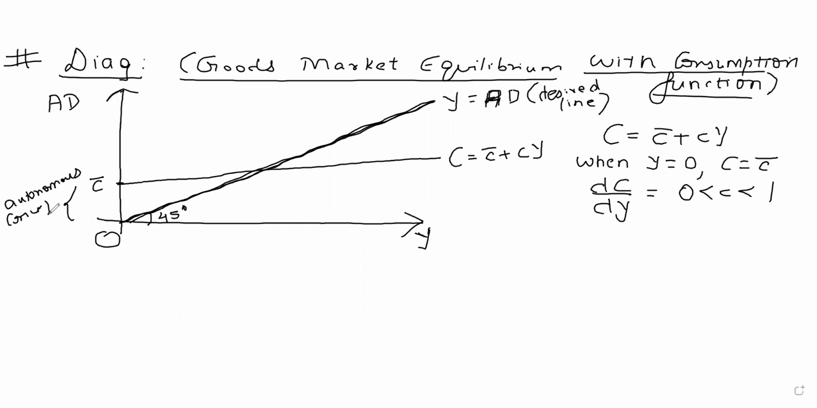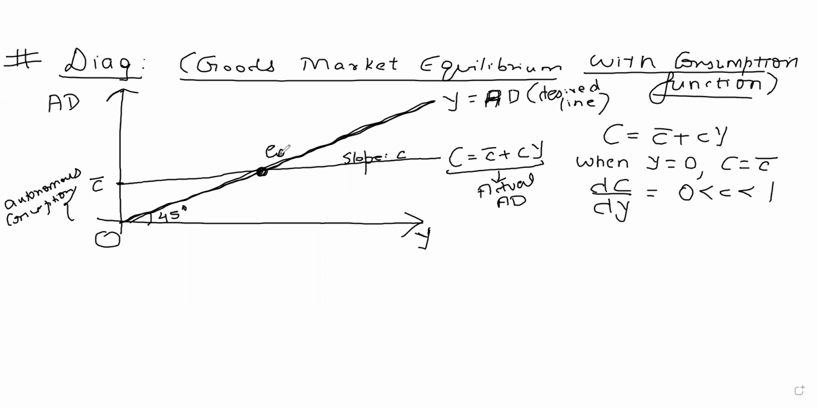Autonomous consumption is that level of consumption when income is 0. The slope of this consumption function is nothing but C. Where is the goods market equilibrium happening? This is my actual aggregate demand. The goods market is in equilibrium where actual and planned are equal. So at the point E0, the goods market is in equilibrium.